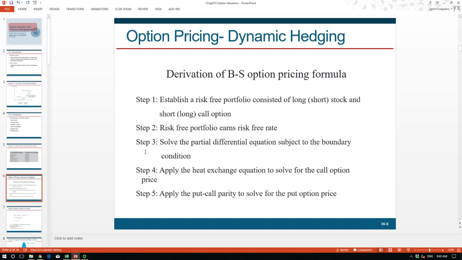Right. And in 1997, both Dr. Merton and Dr. Scholes received the Nobel Prize for their contribution to option pricing, but Dr. Black couldn't. Why? Because Dr. Black died before he could receive the Nobel Prize. So why did Dr. Black die so early? Well, first of all, he was older than Dr. Merton and Dr. Scholes, but more importantly, the factor that led to his death is that he worked too hard.